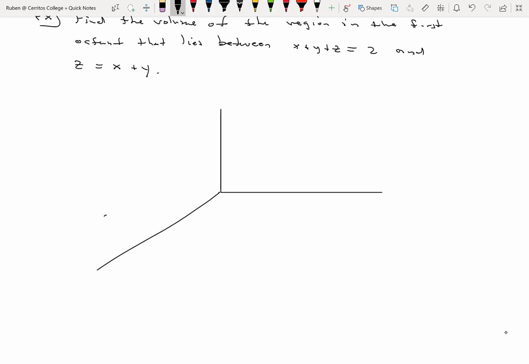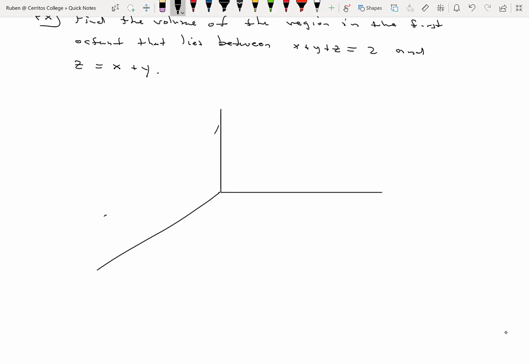Okay, the first of the two planes, x plus y plus z equals 2, is a really simple plane to graph. Remember, to graph a plane that doesn't pass through the origin, just look at the intercepts. The intercepts of x plus y plus z equals 2 are all 2. 2 along the x-axis, 2 along the y-axis, 2 along the z-axis.